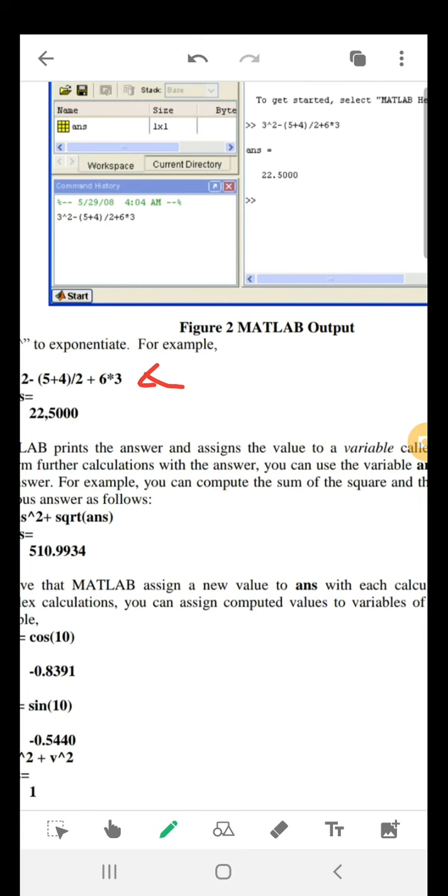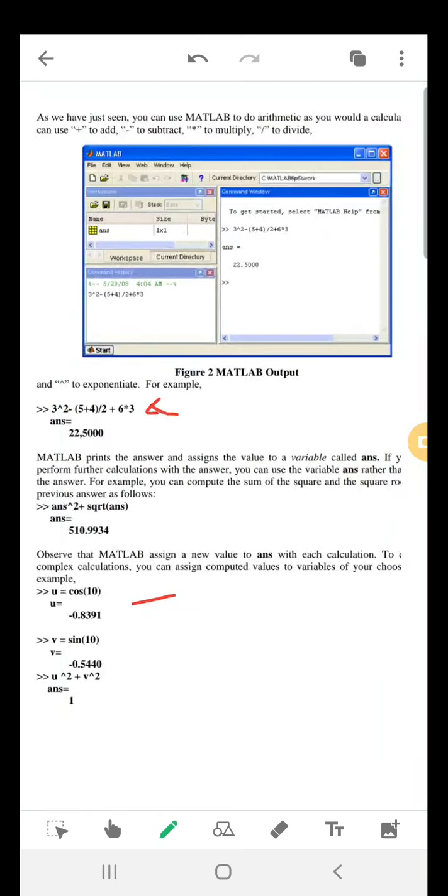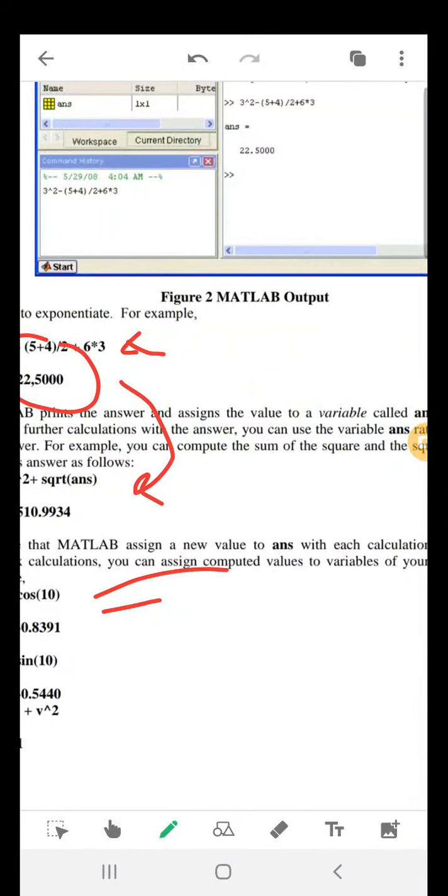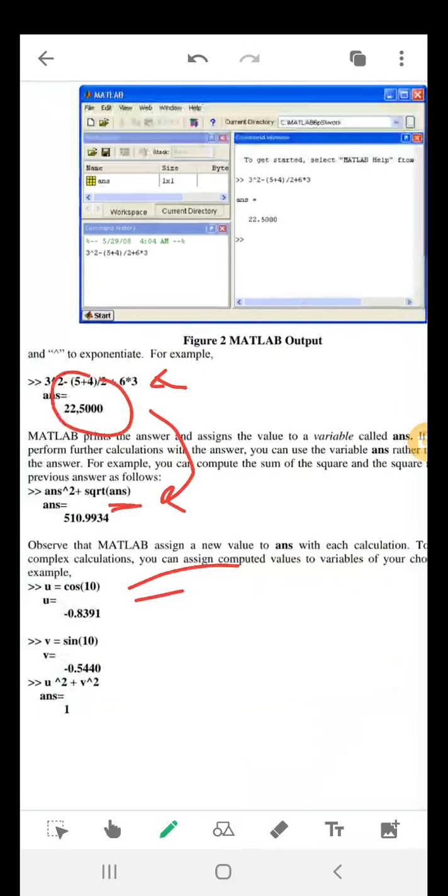The interesting thing is that the answer that has been obtained here, we can use this for further arithmetic operations. See here, the value ans has been taken. And Matlab can assign a new value to ans, which will be used in the further calculations, like here.